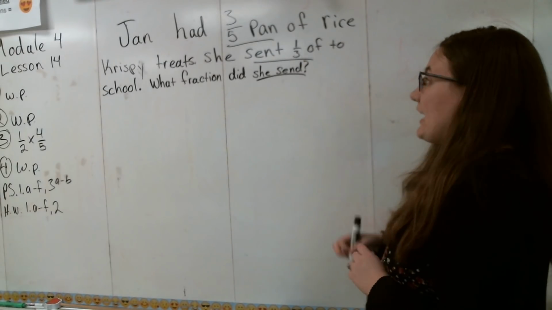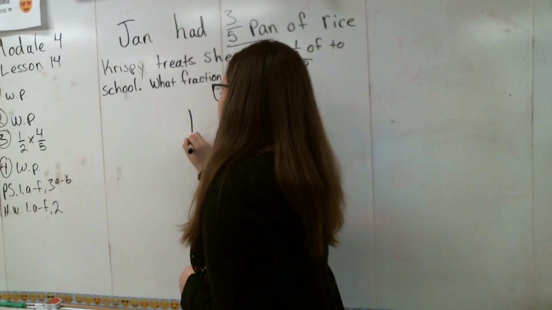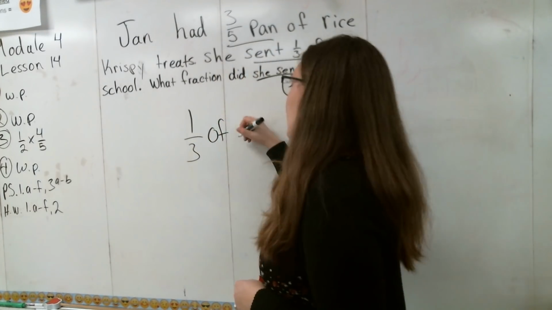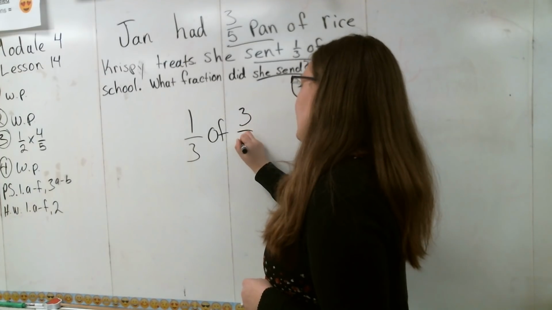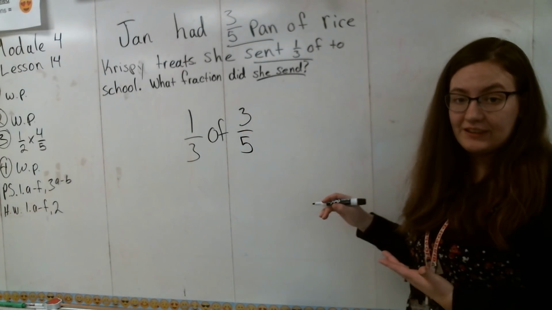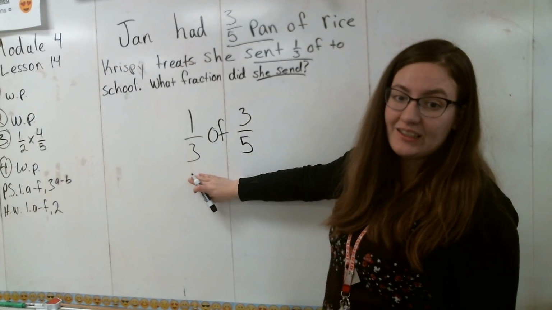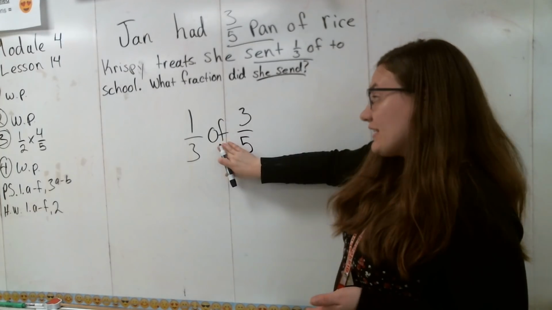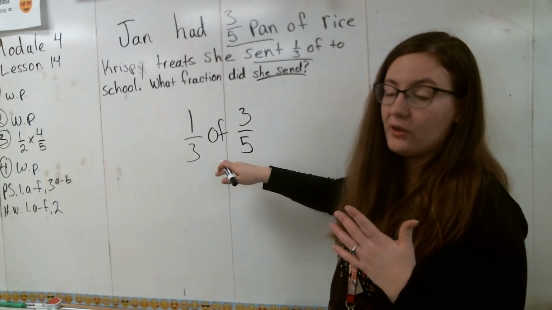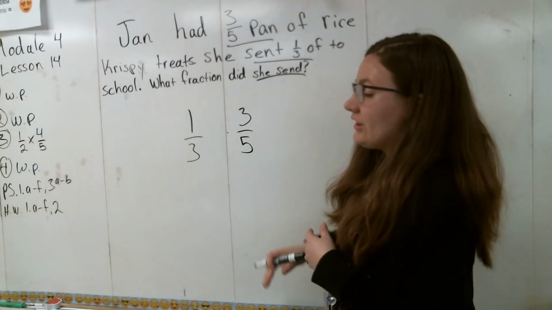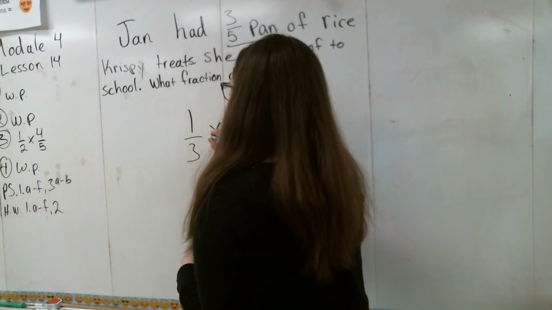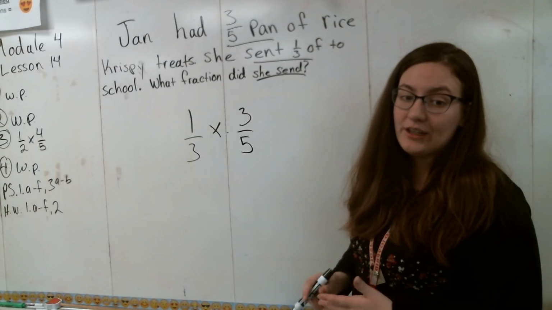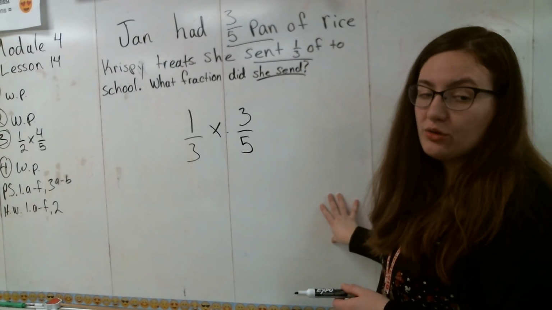So I know that she sent 1/3 of 3/5. She made 3/5 of a pan, and then she sent 1/3 of that to the school. So 1/3 of 3/5. Now remember, this "of" part is the same thing as multiplication. So when I say 1/3 of 3/5, I can also say 1/3 times 3/5. And now to solve this, I'm going to show you a model, and then we can also do it numerically.